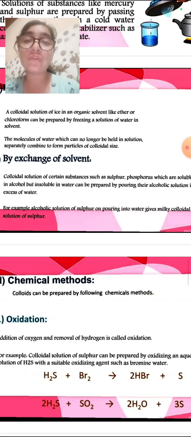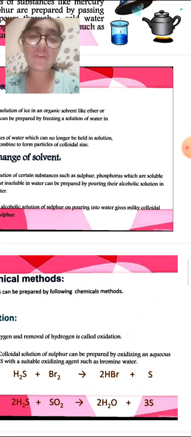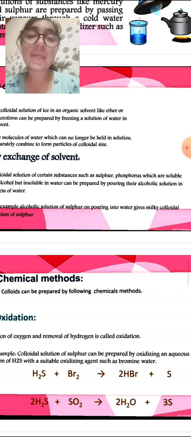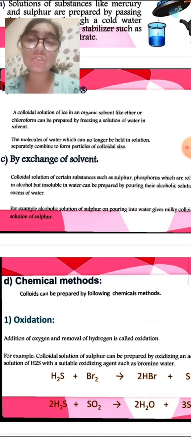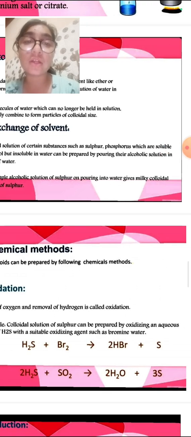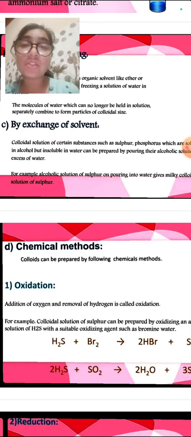Colloidal solutions of certain substances such as sulfur and phosphorus, which are soluble in alcohol and insoluble in water, can be prepared by pouring their alcoholic solution into excess water. For example, an alcoholic solution of sulfur on pouring into water gives a milky colloidal solution of sulfur.